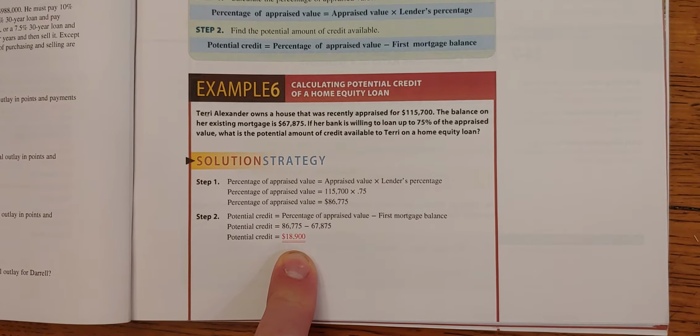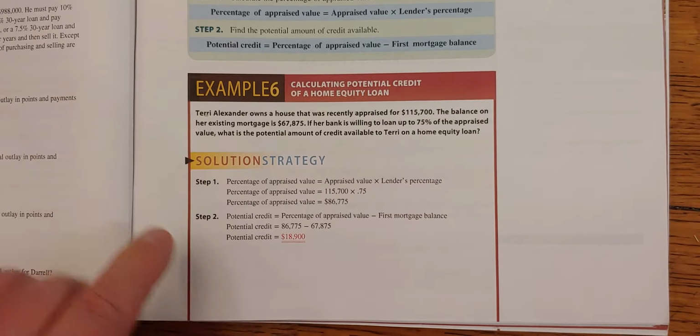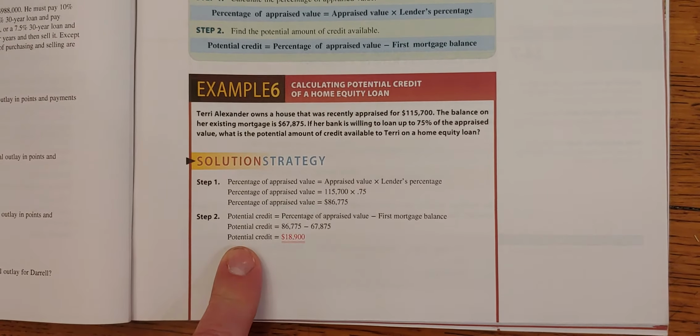I guess we won't call that a HEL, right? Home equity line. Yeah, they don't call them that. I'm just making that up now. But anyway, so that's how you would calculate that out.